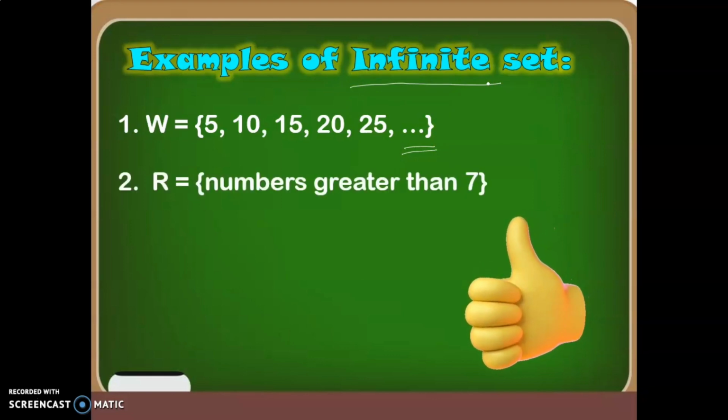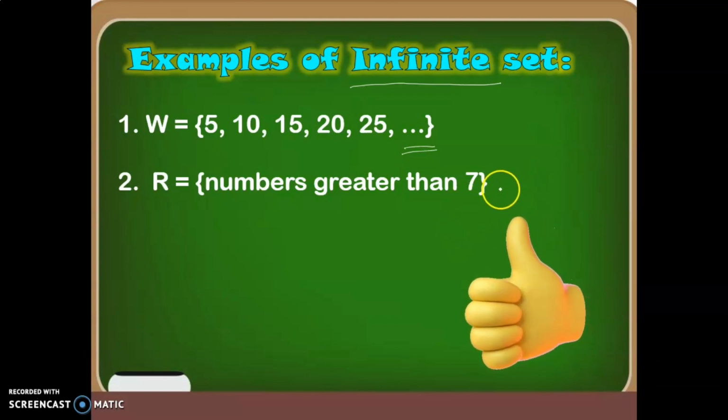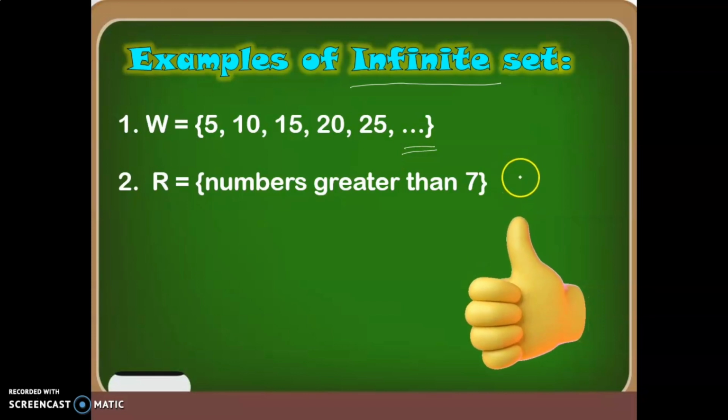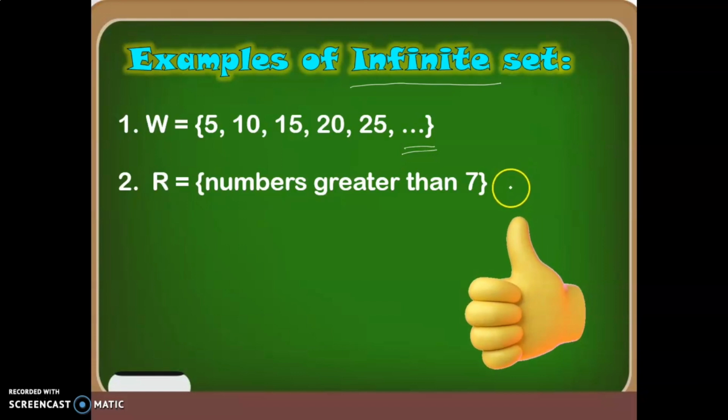Next one, R is the numbers greater than 7. So what are the numbers greater than 7? The numbers greater than 7 in R are 8, 9, 10, 11, 12, 13, 14, and all the positive numbers greater than 7. So therefore, it is infinite. It has no end. So we consider this as an infinite set because we can also reach 1 million or greater than 1 million, and those numbers are still greater than 7.